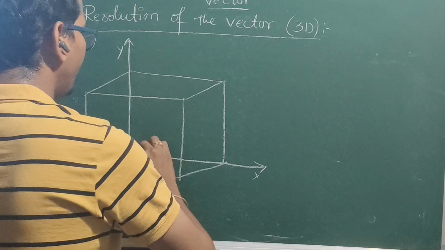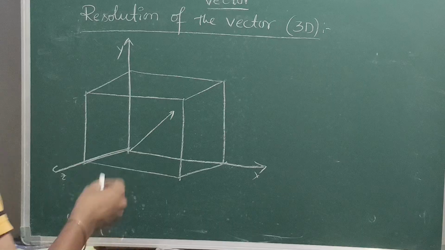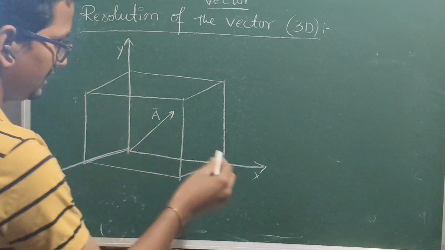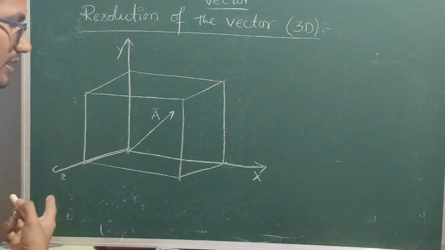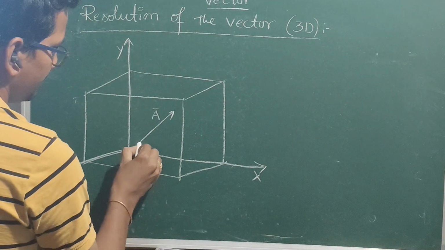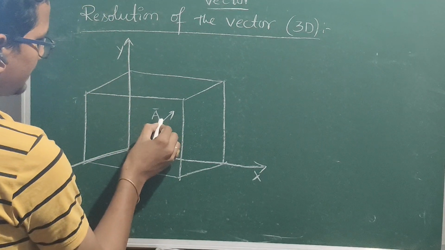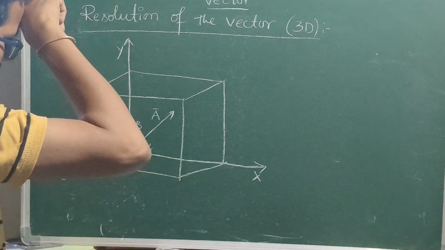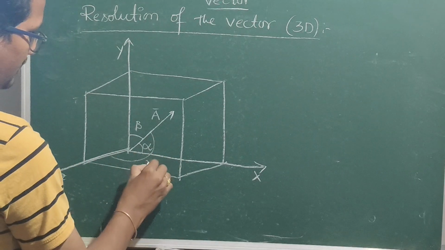If the particle is moving in this way, for example, this A bar is the resultant vector. This is the x-axis, this is the y-axis, this is the z-axis. For example, on the x-axis it makes some angle alpha. The resultant vector with the y-axis makes an angle called beta, and another one is with the z-axis, called gamma.